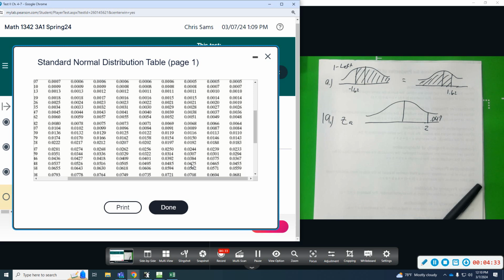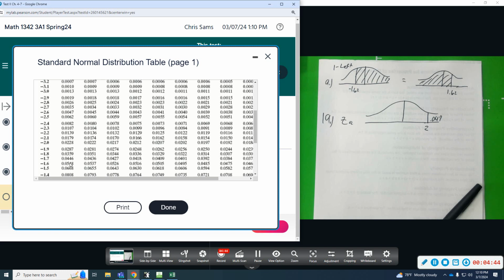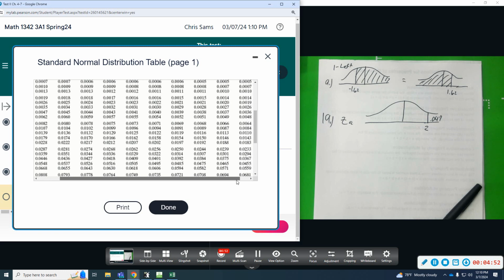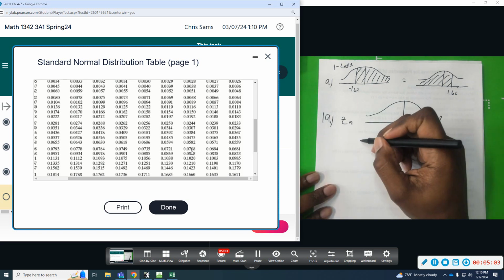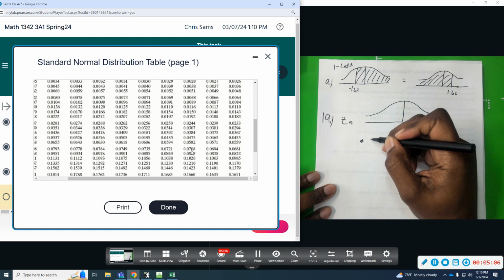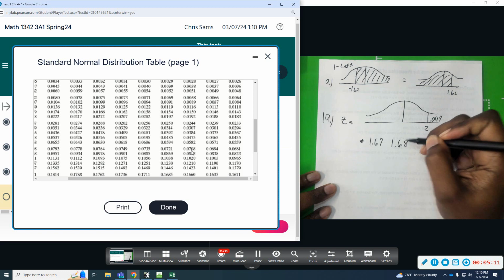So what we do is we look at both Z values and we find the average. So what is this row? Negative 1.6. See, negative 1.6, negative 1.67 and 1.68, I believe. Yep. So we're right in the middle. And it's actually going to be on the positive side, so 1.67, 1.68. Remember, because I looked at the opposite.